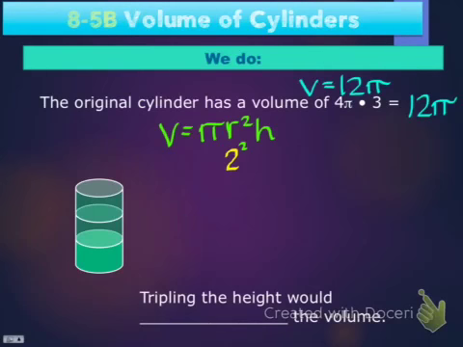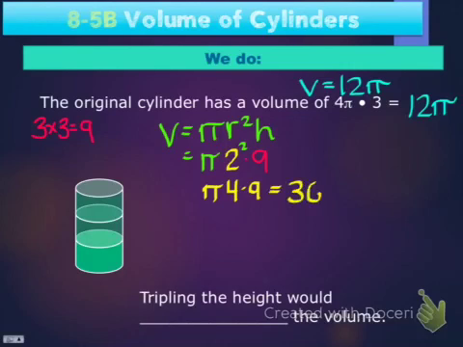Our original radius was 2, so I'm going to substitute 2 in for our radius. And the height is what we're going to be tripling. So this time the height is originally 3, but we're going to triple it, so we're going to do it times 3, which is going to give us a height of 9. So now we're going to put a 9 here instead of having a 3 there. And then we'll bring everything else down. So we'll start off by simplifying 2 to the second power, which is 2 times 2 equaling 4. Bring down our 9, bring down our pi. And when we do 4 times 9, we end up getting a total of 36 pi.